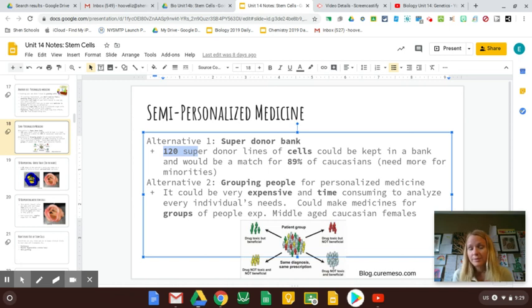But this is a possibility to do where we just have not everybody's cells saved, but a bunch of cells saved that are a match for most people. So it could be useful if we make it fair.